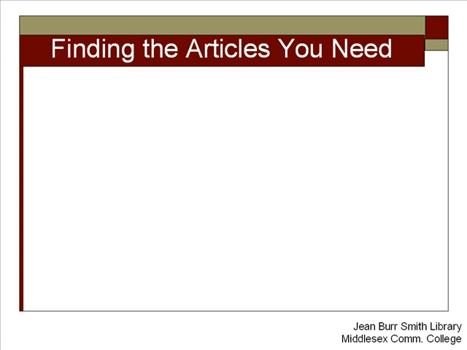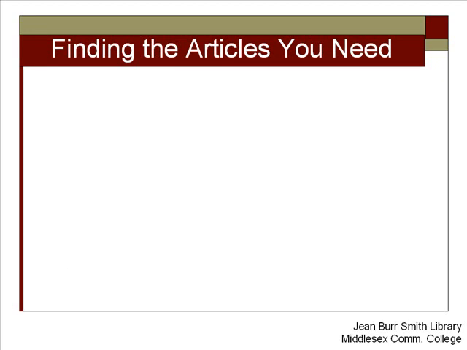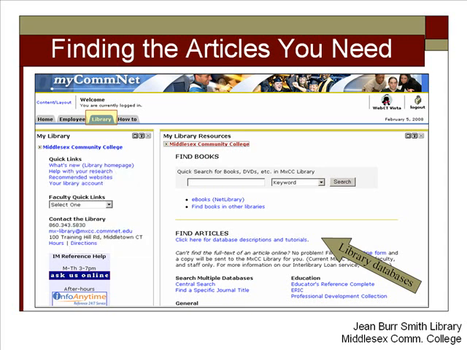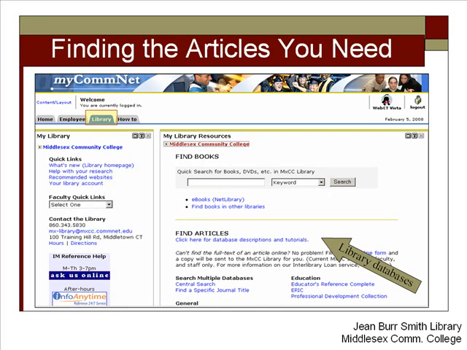At one point, you will most likely need articles from periodicals, that is, scholarly journals, newspapers, and magazines, through our library databases. You may start with a general database or select a subject-specific one depending on your topic, such as education or criminal justice or psychology. Don't be intimidated by the number of databases we subscribe to. There are actually only a few differences in the search screens, and each provides the same types of places to do the same kinds of things. It's just a matter of taking a few minutes to find your way around.